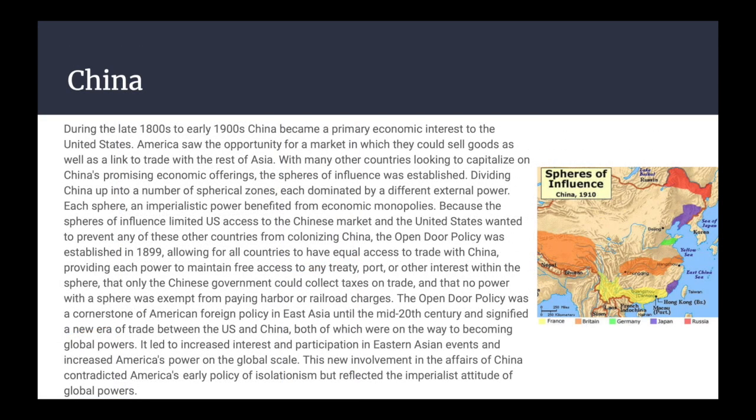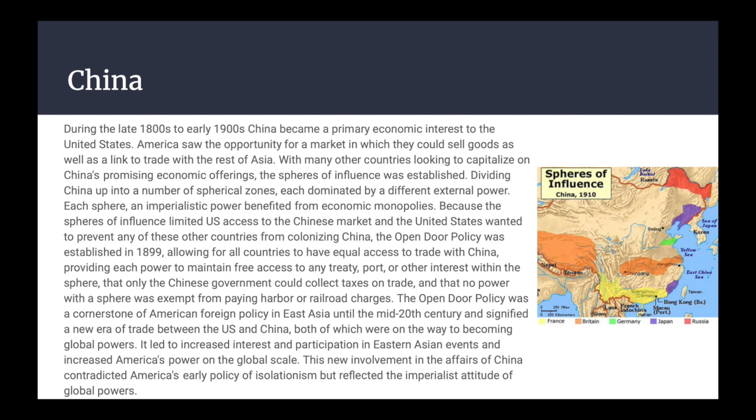China became a primary economic interest to the U.S. because they saw it as a market in which they could sell goods as well as linking trade with the rest of Asia. Because many other countries were looking to capitalize on China, the spheres of influence were then established.